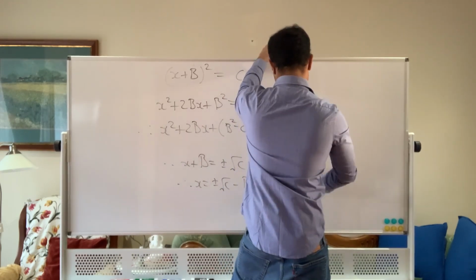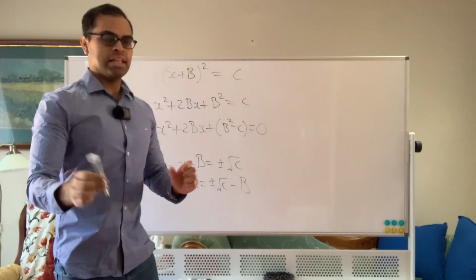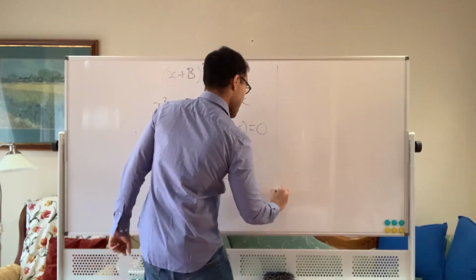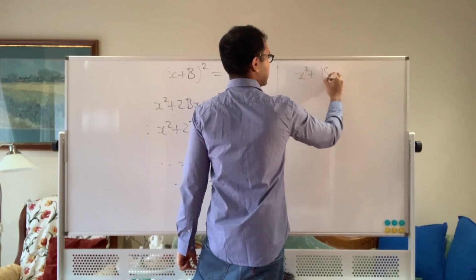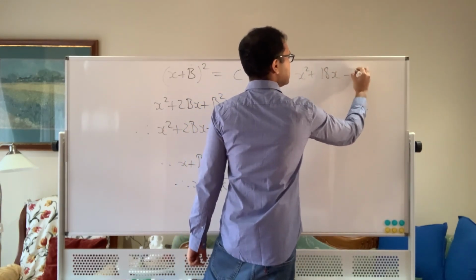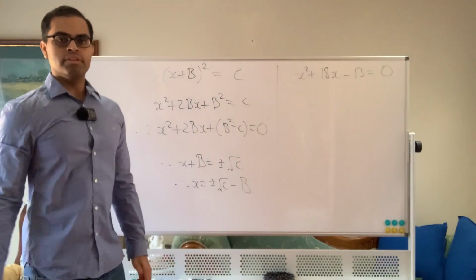So I'm going to give you the equation. Let's say instead of having x squared plus 8x, you have the following. Let's say we have x squared plus 18x minus 13 is equal to 0, okay? How are you going to solve this equation?